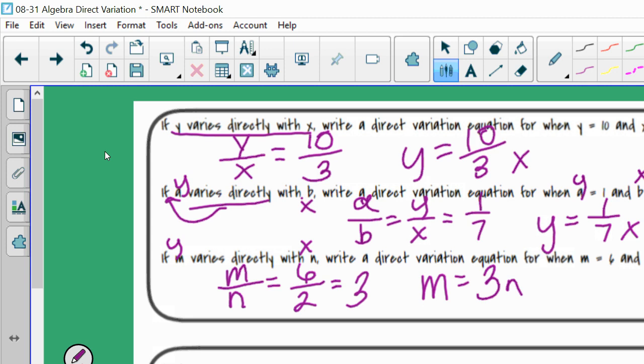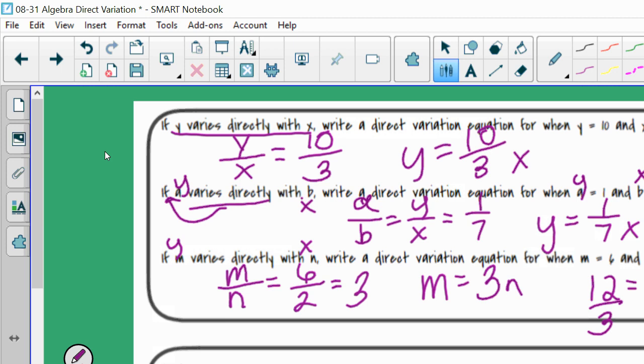Okay, but I want to know, find N when M equals 12, yes? So I'm going to put 12 into my equation and solve it. So how do I solve it? Can you help me? Dividing both sides by 3, which would give me 4. N equals 4. I just multiplied the ends.